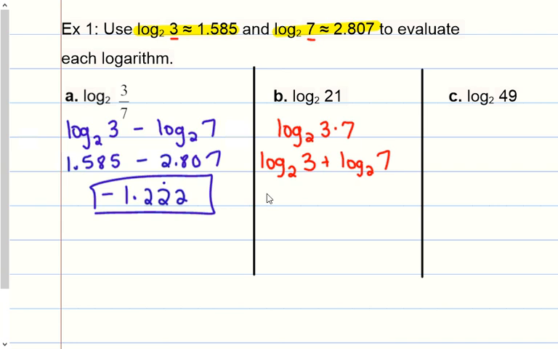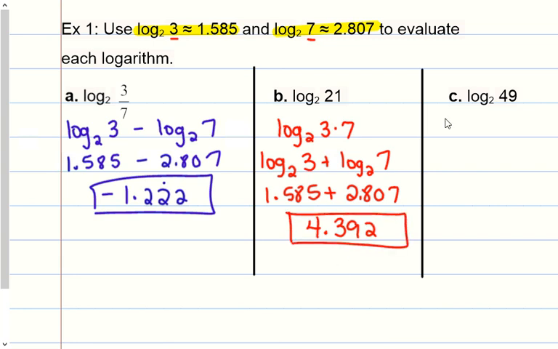Now use your estimations just like before. So this is 1.585, and I'm adding 2.807. Go ahead and put that in your calculator, and when you do, you are going to get 4.392.